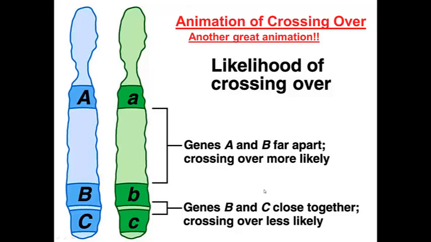The likelihood of crossing over is greater if the genes are farther apart than if they are very close together. And that's one of the ways geneticists determine how close genes are. If you see a lot of crossing over, you can surmise that the genes are farther apart than if they're closer together.